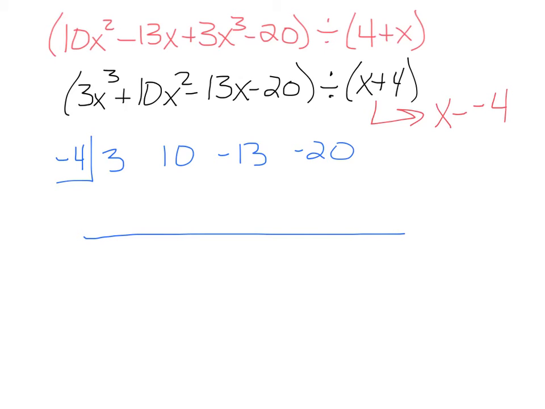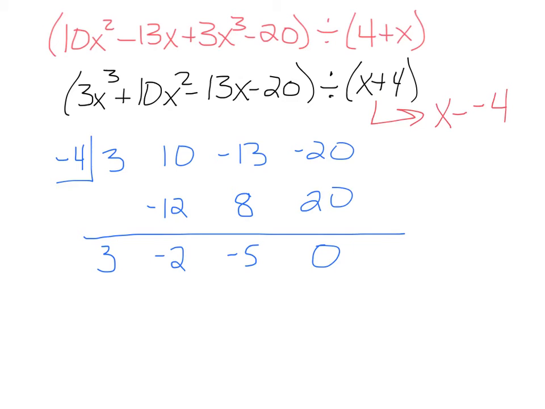Okay, so we bring down the first one for a 3. Now we multiply negative 4 and 3 for negative 12. Now we add for negative 2. Now we multiply negative 4 times negative 2 for 8. Now we add for negative 5. Now we multiply for positive 20. And we have no remainder on this one as well.